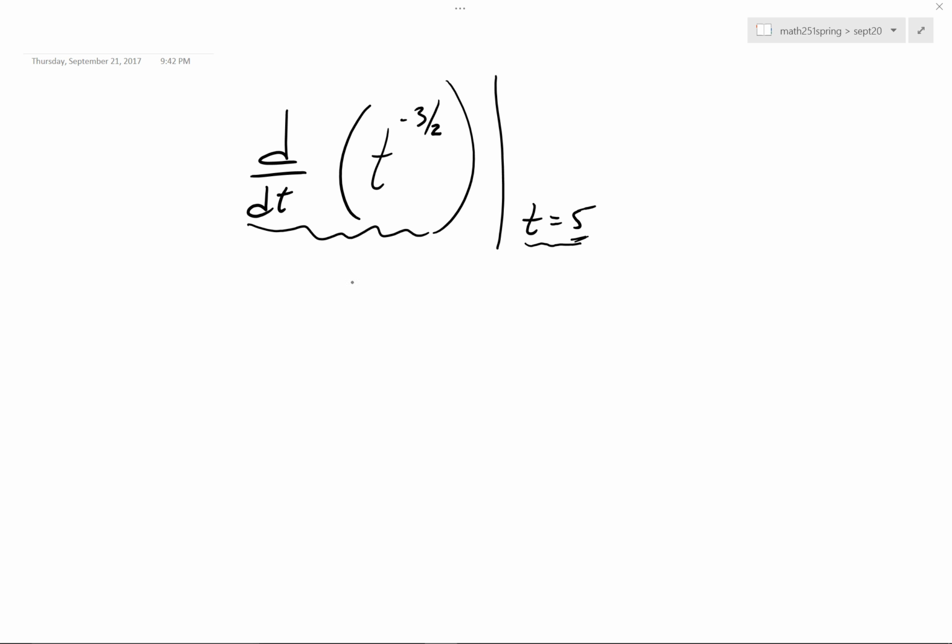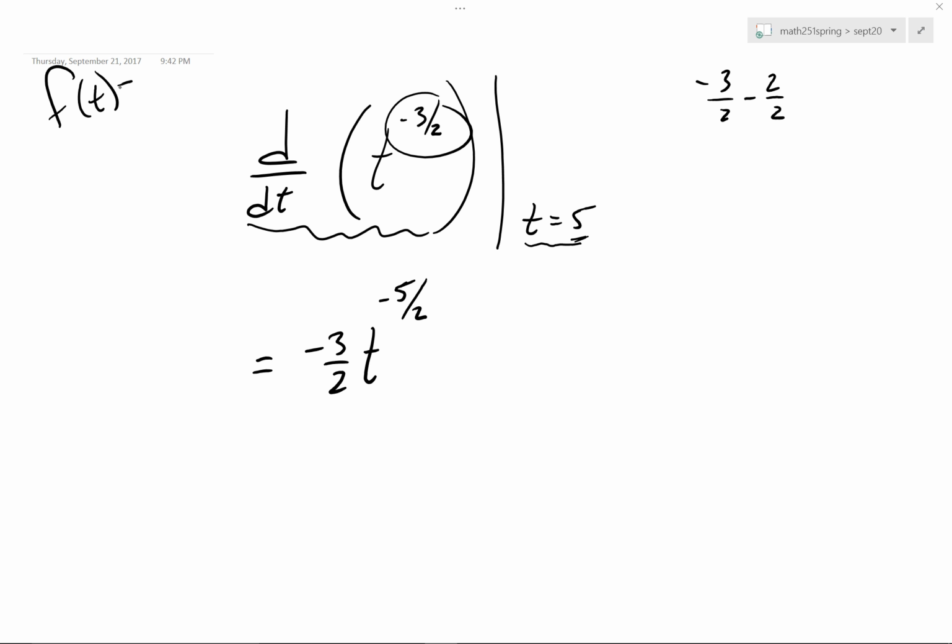So the power rule says you bring that down, and then you subtract 1 off of that guy. Now be careful. That's negative 3 halves minus 2 halves, so it's negative 5 halves. And so now, if we had f of t is t to the minus 3 halves, then this is f prime of t then, isn't it? So then what is f prime of 5?